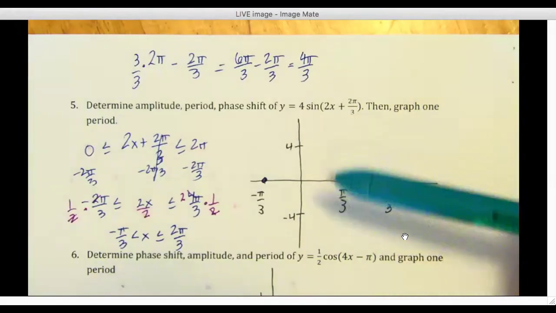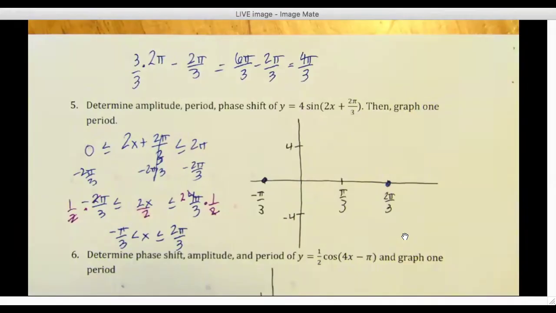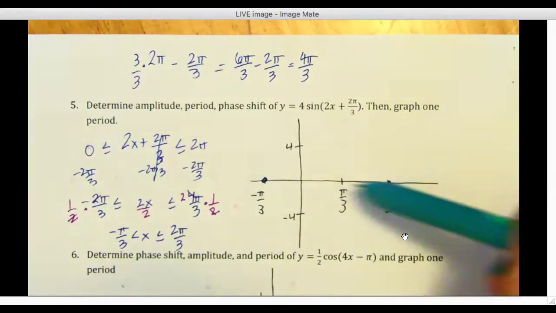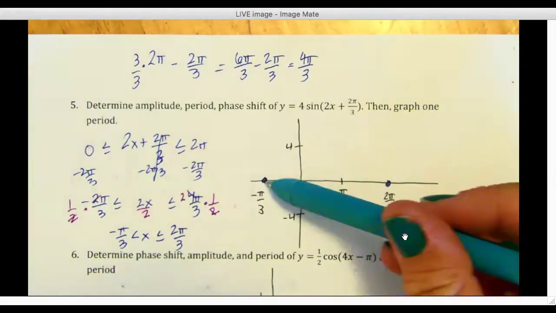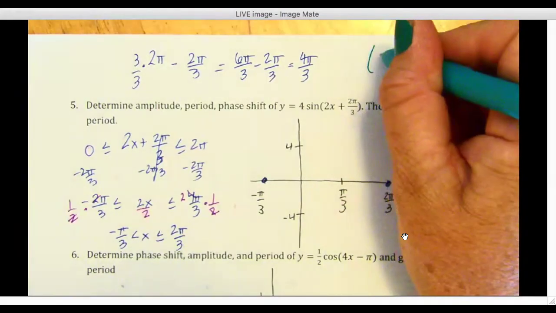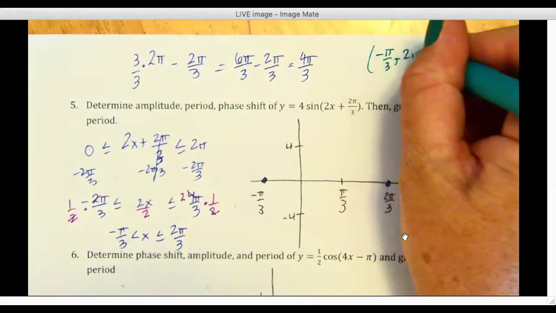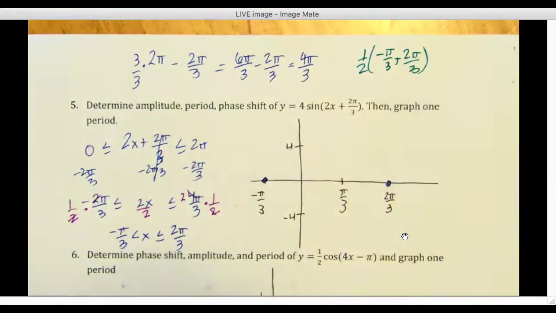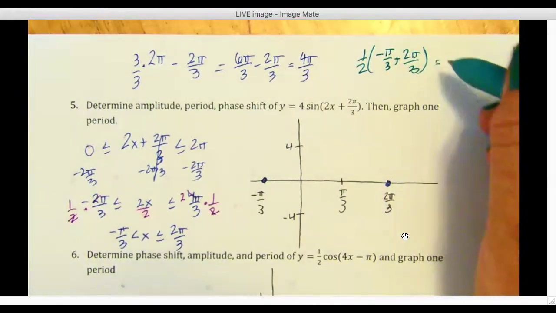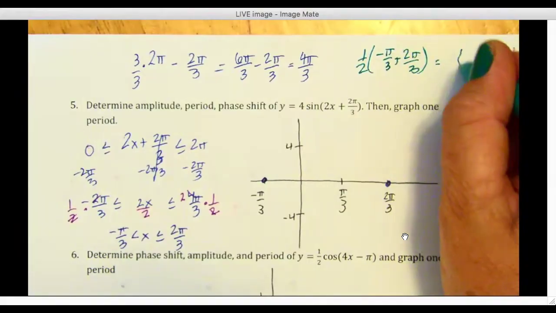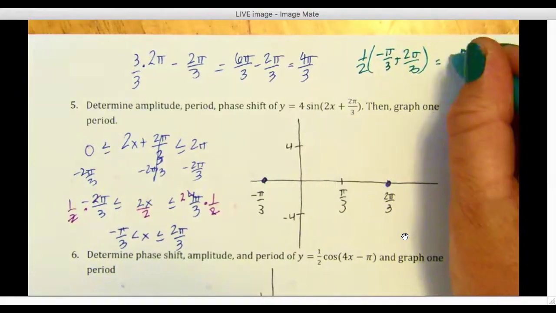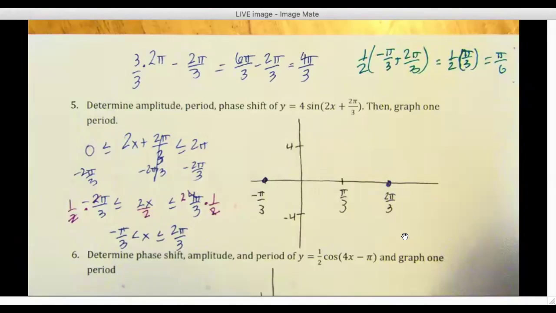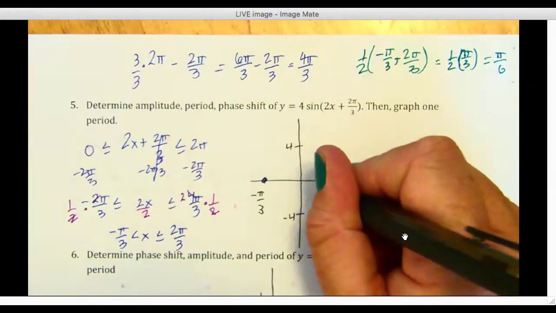If you think of averages, if you have 2 test scores, let's say you got a 70% and an 80% on your 2 exams, you add those together and divide by 2, and that gives you your average. Well, I can find the average of these 2 points, or the halfway point, by adding them together and dividing by 2. So negative pi over 3 plus 2 pi over 3, times 1/2. Negative pi plus 2 pi would be pi over 3, times 1/2 would give me pi over 6. So that tells me that halfway between would be pi over 6.